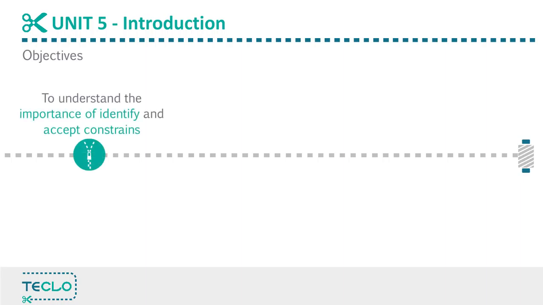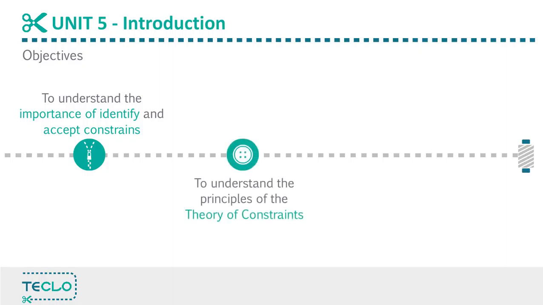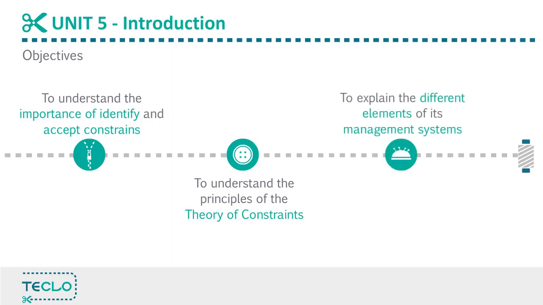Introduction. The purpose of this educational module is to introduce to textile and clothing firm managers the importance of identifying and accepting constraints in order to manage them and build a successful business. Constraints are inevitable, and to identify them and understand how to manage them is key. After completion of this module, you'll be able to understand the role of limits and constraints of your business, to understand the principles of the theory of constraints, TOC, and the different elements of its management systems.